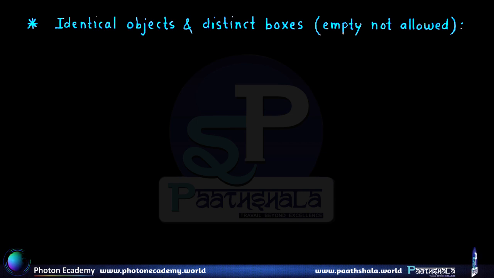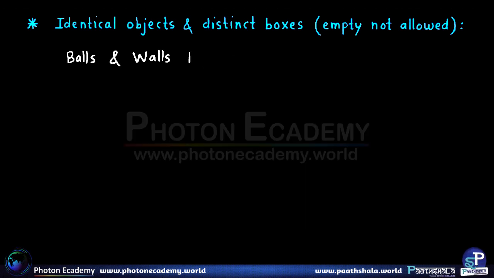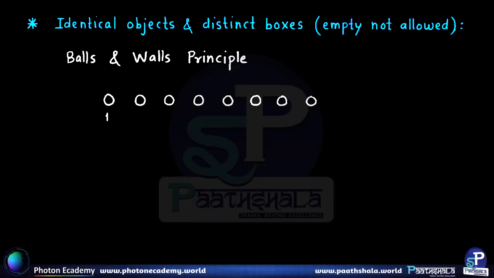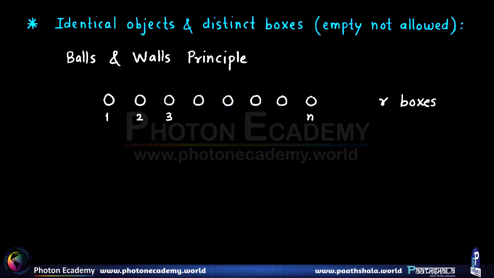Now here we can use what is called the principle of balls and walls. So here we have to visualize the given objects by drawing them in a row. Let's consider that we are given a certain number of objects. Let's say number them as 1, 2, 3 and so on up to object number n, and we have to divide them into R boxes such that no box is empty. So that means each box contains at least one object.